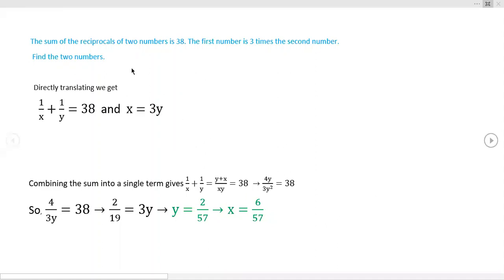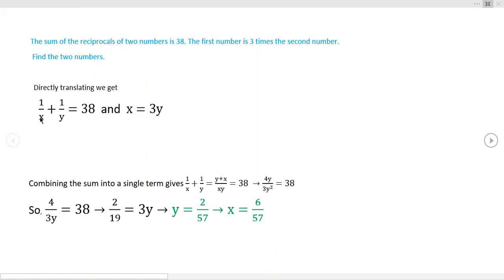Now, reciprocal just means 1 over. For example, the reciprocal of 3 is 1 over 3. The reciprocal of 2/3 is 1 over 2/3, which is 3/2. So again, we have the sum of the reciprocals of two numbers is 3/8, and it says the first number is 3 times the second number. This is the direct translation of that.